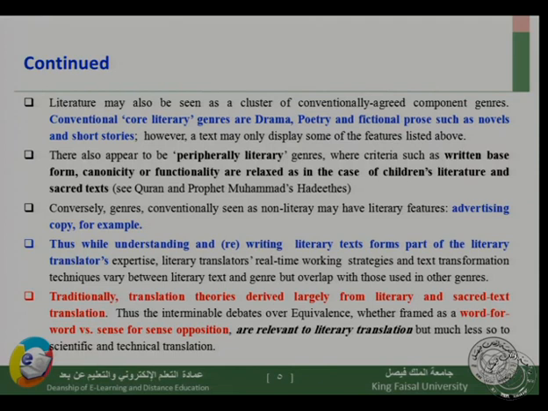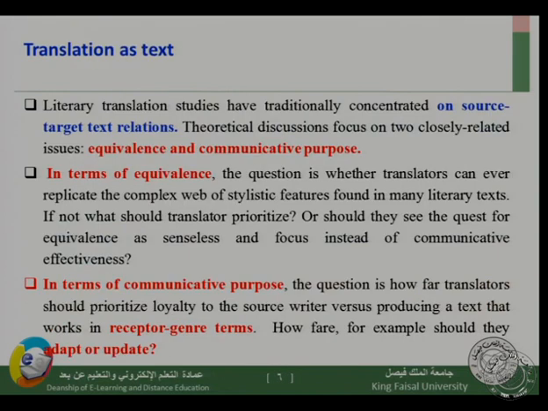The concept of equivalence is the most problematic issue in translation. Now, let's look at translating literary text. We will look at it from three points of view. Number one, we look at translation as text; we look at translation as process; we look at translation with links to social context. But now, looking at translation as text.